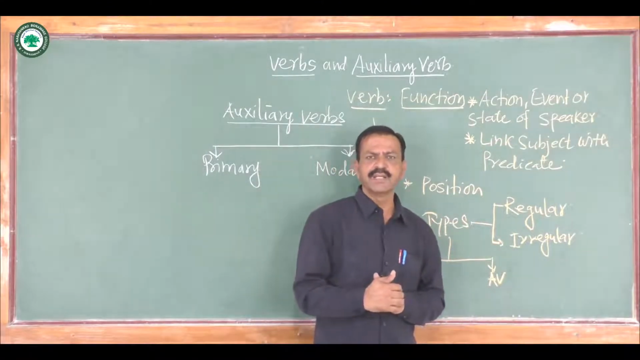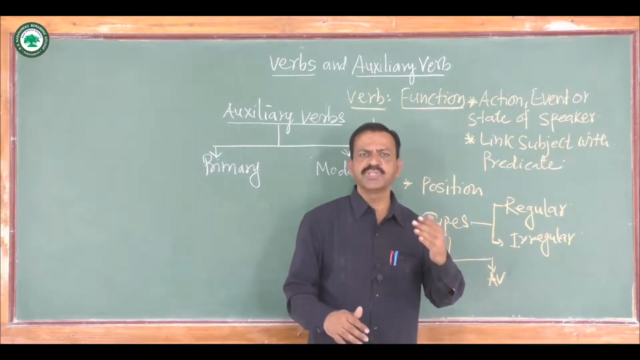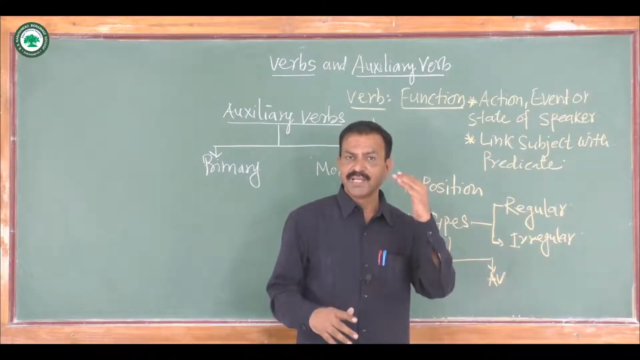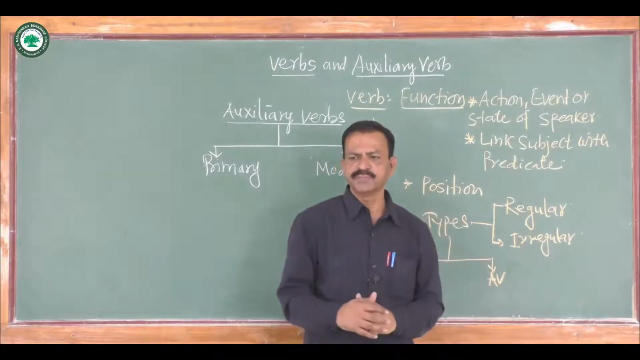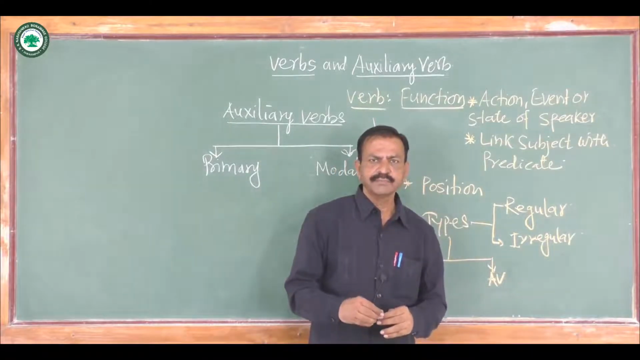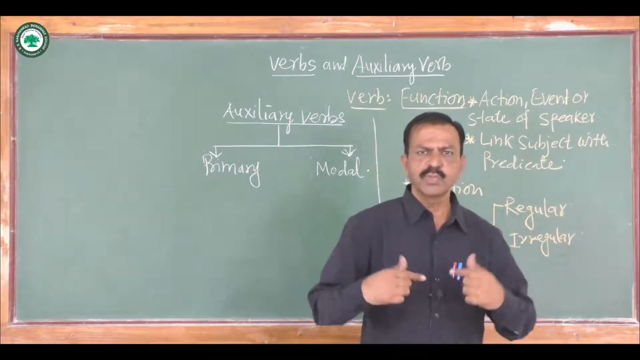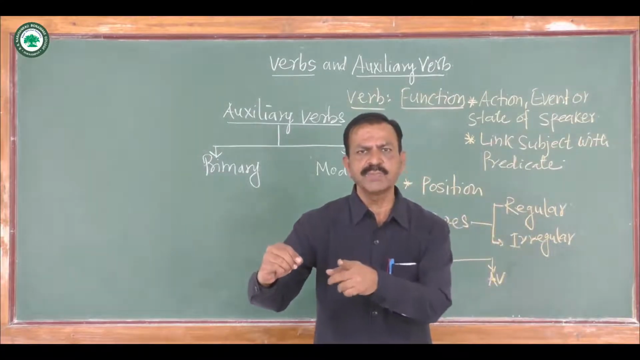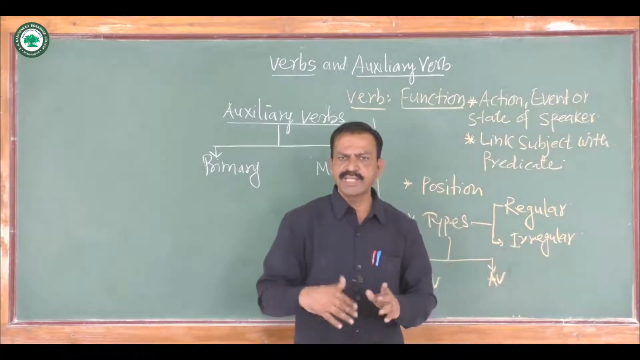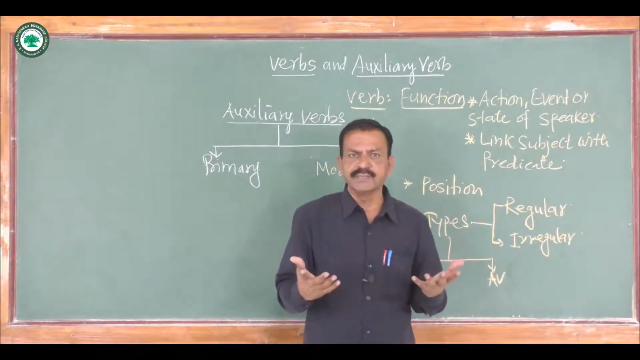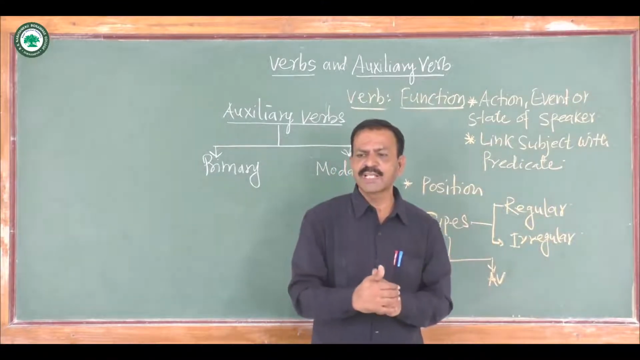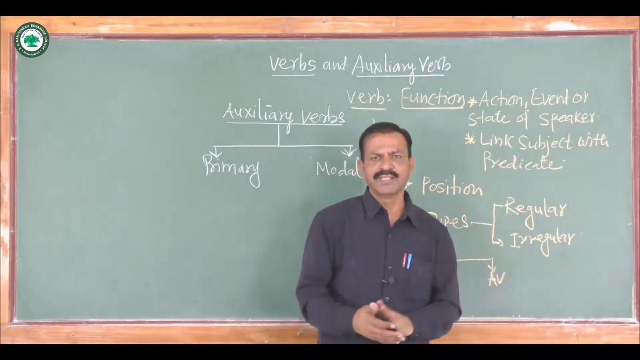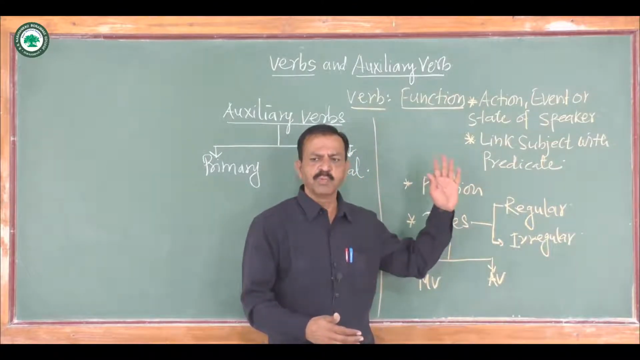In the next sentence, if I say he is a teacher, here you see no main verb is used, and here is plays the role of main verb. If I say I am going, so here it describes the action. She is writing. The action of the speaker is described. When I say he seems to be tired, so here seems describes the state of mind of the speaker. So these are the main functions of verb.